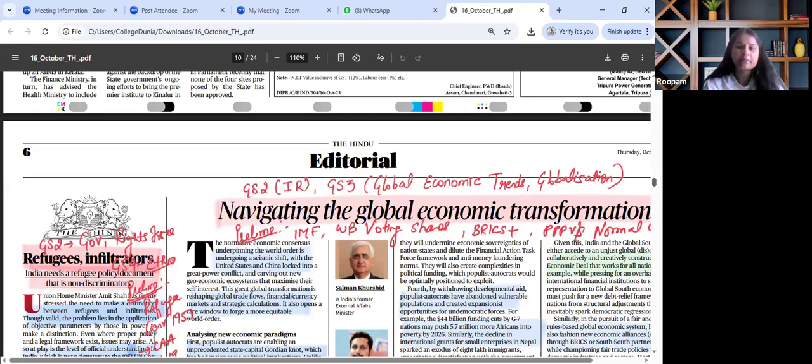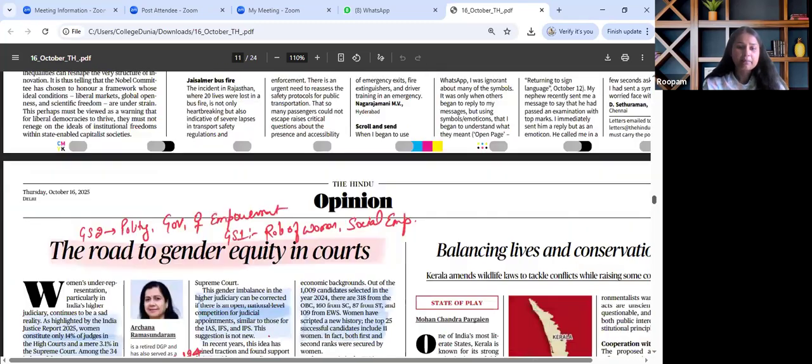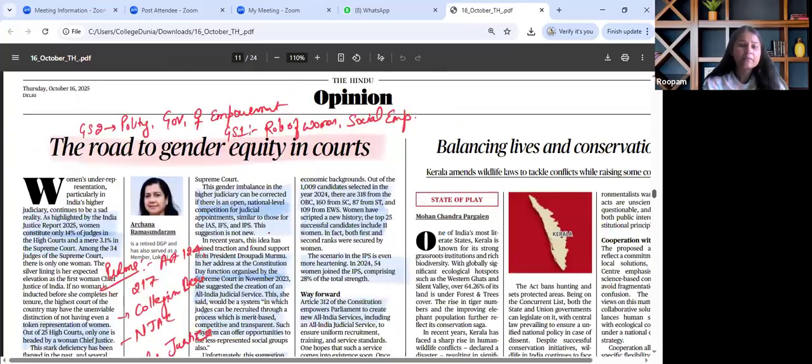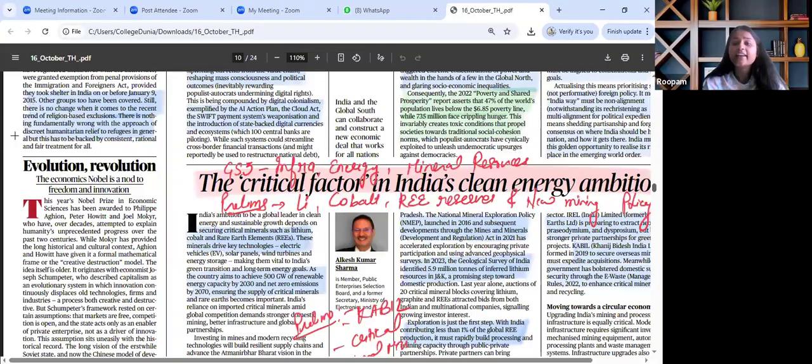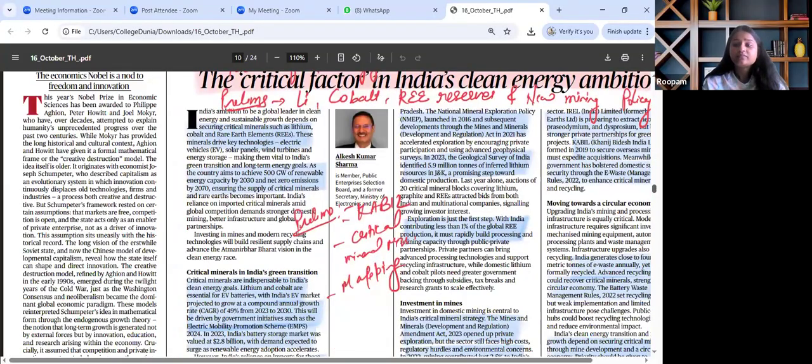Moving on, the next important article in the paper that catches our attention is about the road to the critical factor in India's clean energy transition. This article is relevant with regard to GS Paper 3: infrastructure, energy, mineral resources, and environment. For Prelims perspective, we need to know the reserves of lithium, cobalt, rare earth elements, and India's new mining policy.